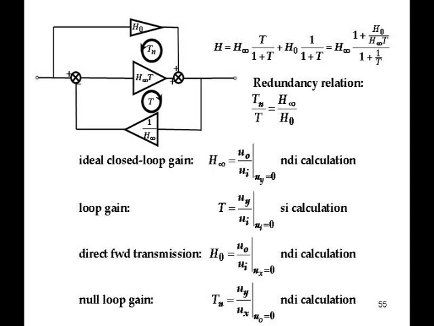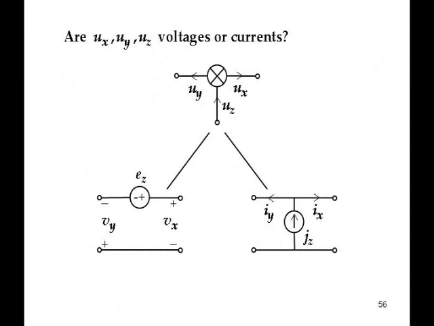Next question is, are the Ux, Uy, and Uz voltages or currents? The answer is, it could be either. In fact, we already know that because those are the typical examples that we've been dealing with for a long time. Except in the past, you had to choose one or the other, and neither one was accurate unless that impedance ratio looking backwards and forwards was sufficiently small.